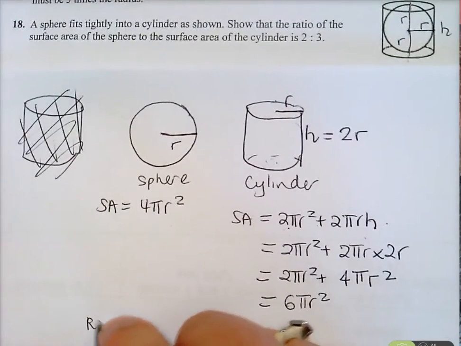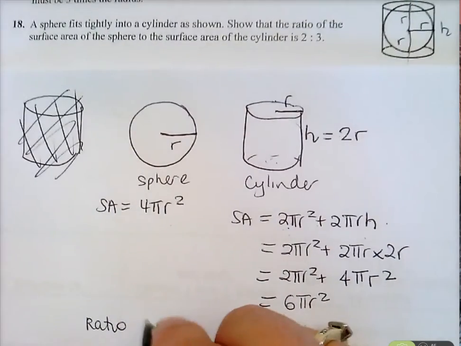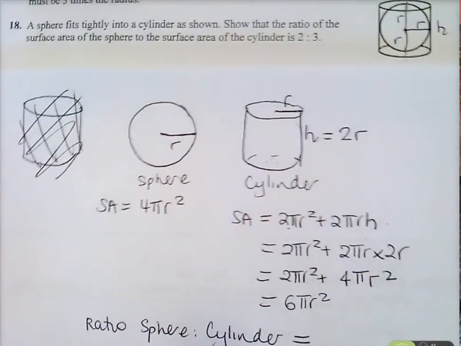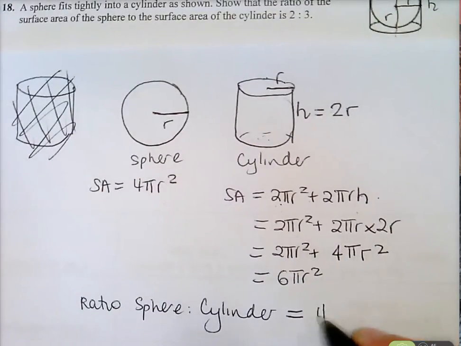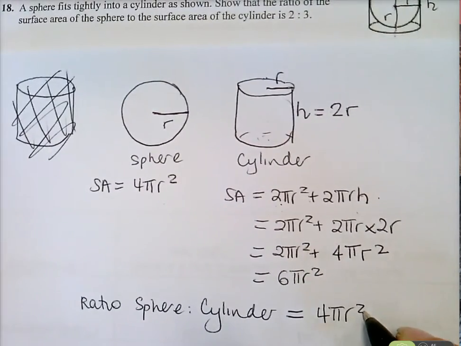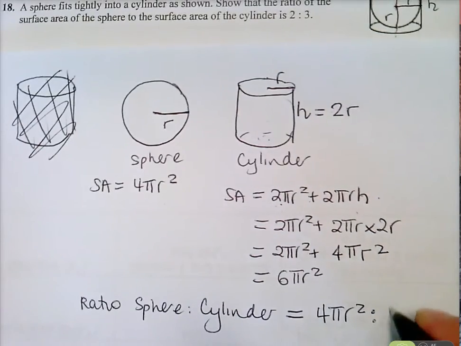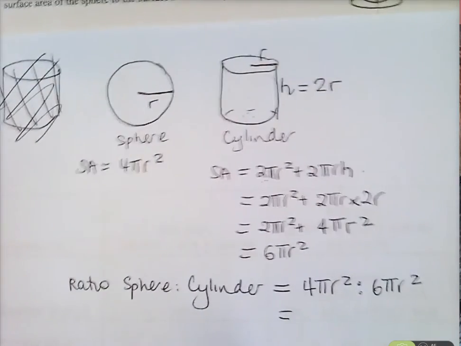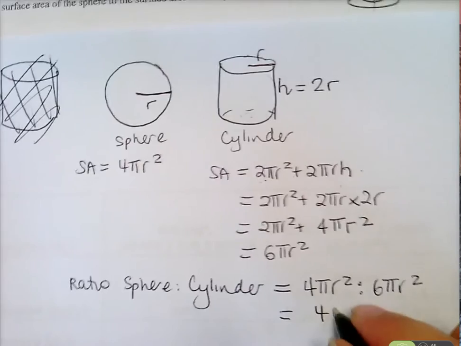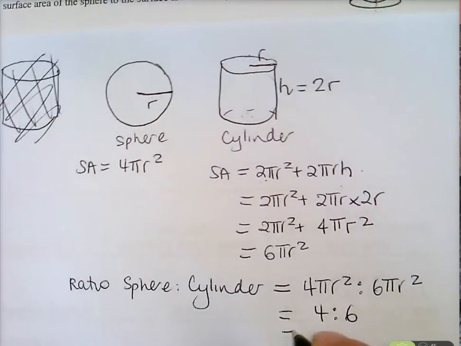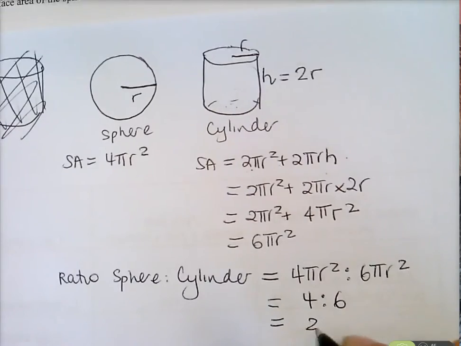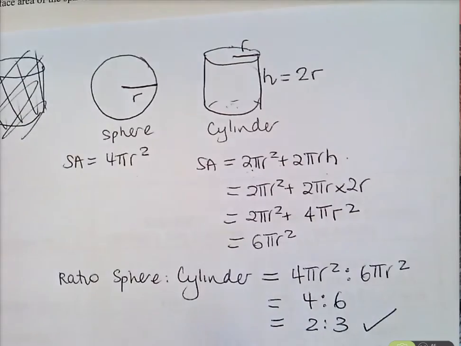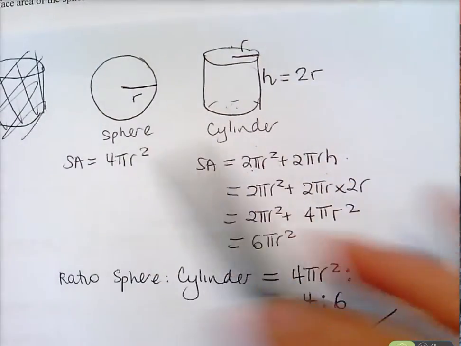So now, the ratio of the sphere to the cylinder is, what's the sphere? 4 pi R squared. The cylinder is 6 pi R squared. What can you automatically, what's identical on both sides that can go? So it's 4 to 6. Simplify 4 to 6. Divide them by 2. Done. So girls, listen, with these, you just write the formulas for each.